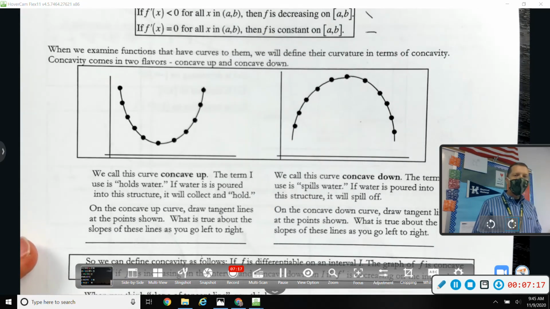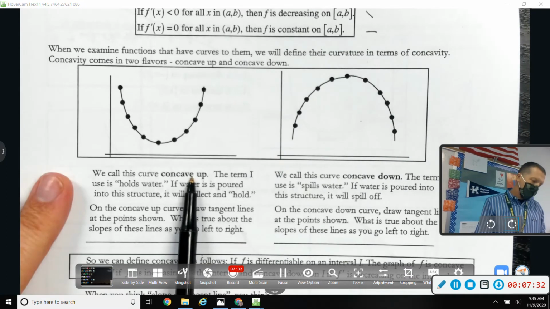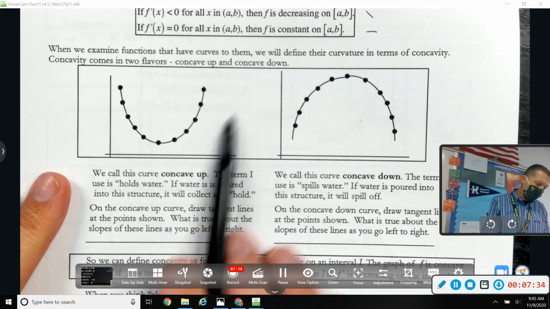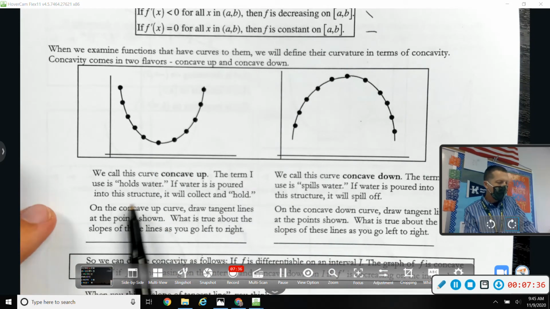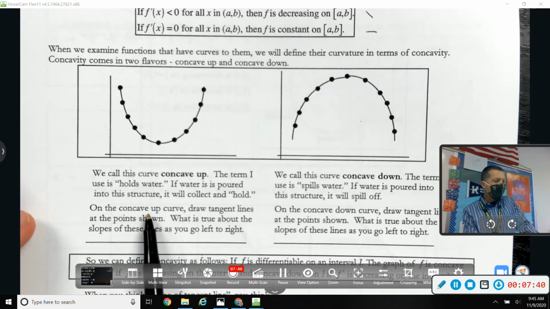When we examine functions that have curves to them, we will define their curvature in terms of concavity. Concavity comes in two flavors, concave up and concave down. We call this curve concave up, and you know this, but this is good review. The term that this guy likes to use is holds water. If water is poured into this structure, it will collect and hold.